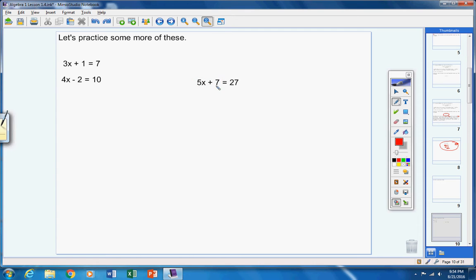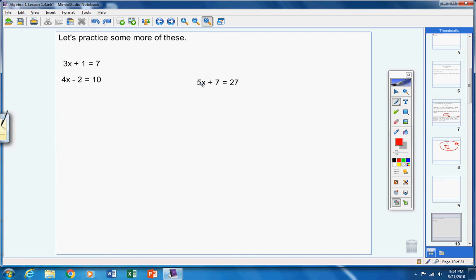Now, I'm adding 7 to 5x. So what would 5x have to be? Something plus 7 equals 27. What plus 7 equals 27? Wouldn't it be 20? 20 plus 7 equals 27. So 5x has to be 20. So this entire term right here has to be 20.